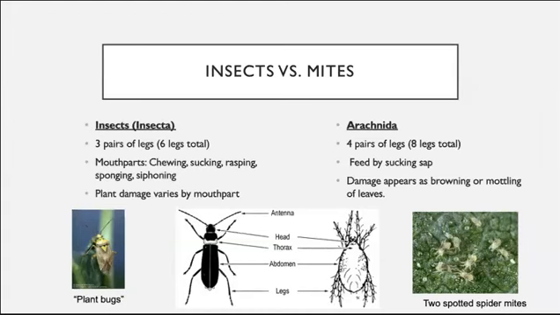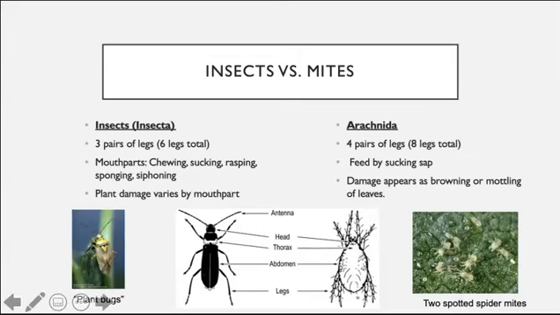Mites, first of all, differ from insects in that they only have two main body parts. They have the head and this big abdomen. Insects have three distinct body parts: the head, thorax, and abdomen. In the mite, the thorax is fused to the head, so you don't even really see it. If you count the legs, a mite is going to have eight legs, like a spider. An insect is going to have six legs.